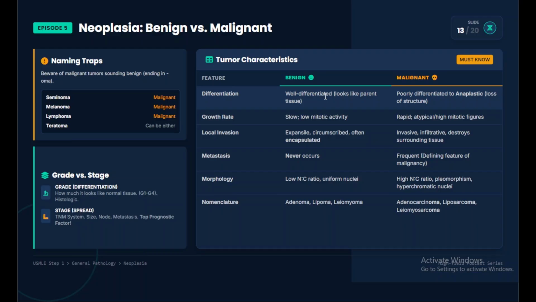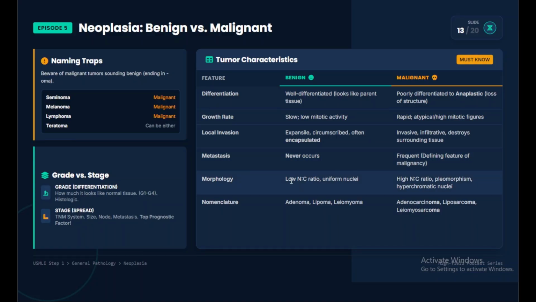Benign tumors, as I have already told you, are slow and have low mitotic activity, whereas malignant tumors are rapid and have high mitotic activity. Locally, benign tumors are circumscribed. They are often encapsulated. They don't grow into the tissues. They are often confined to the space where they are. Whereas malignant tumors are invasive. They invade into the tissue. They are infiltrative. They destroy the surrounding tissues. In benign tumors there is no metastasis, whereas in malignant tumors metastasis is very common.